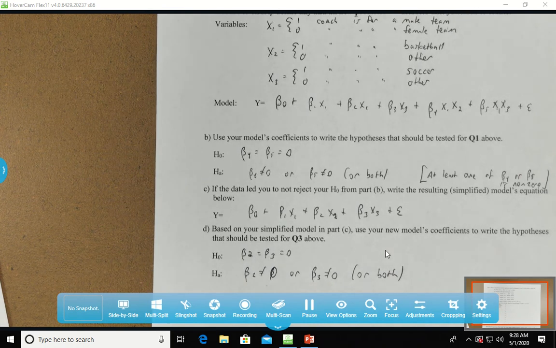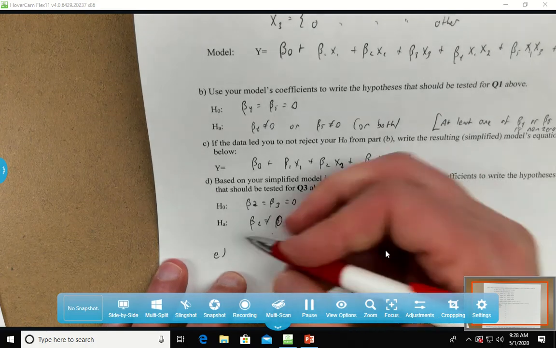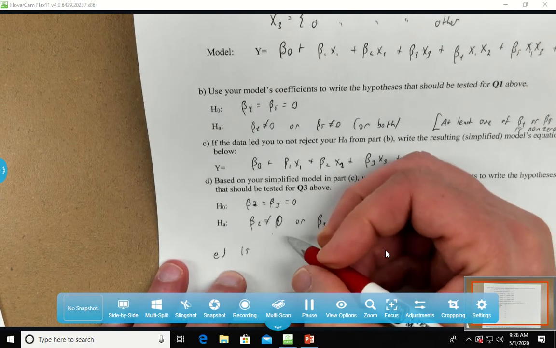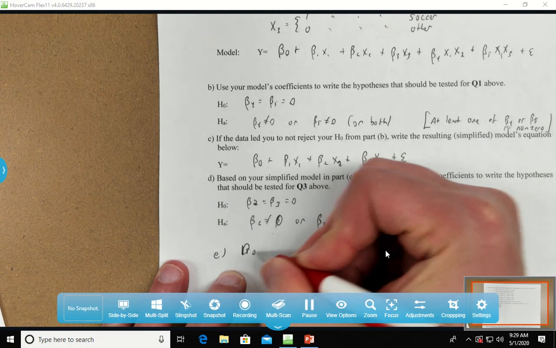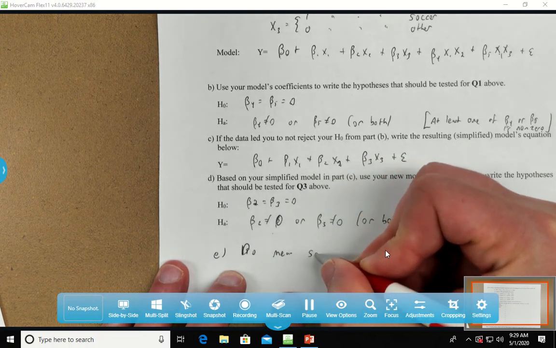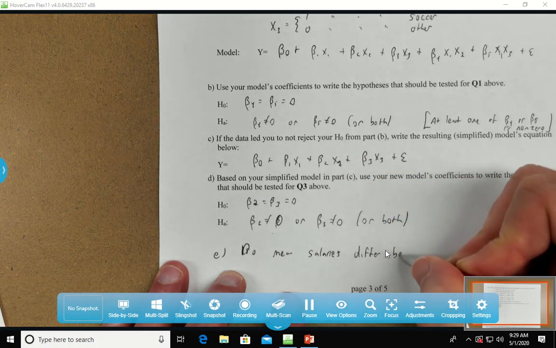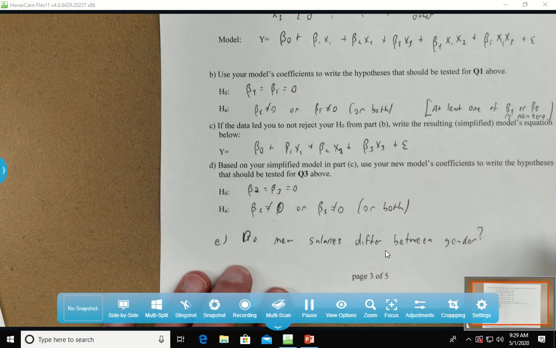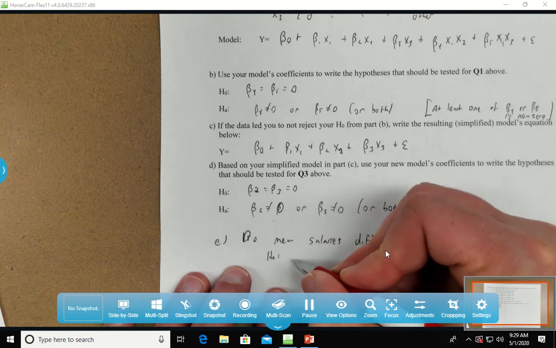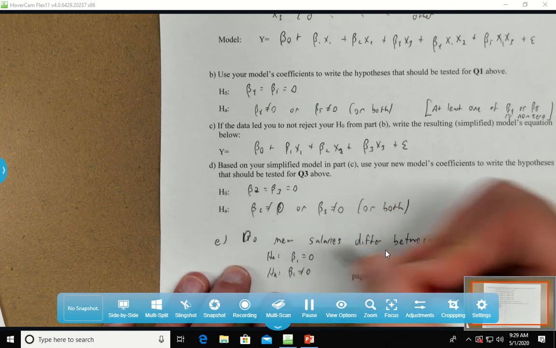Let me add a new question here: do mean salaries differ between genders? And this is where Title IX comes in. That one's null hypothesis would be that beta 1 is equal to 0, and the alternative would be that beta 1 is not 0.